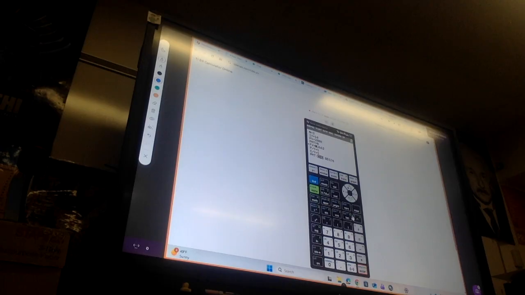So how does this differ from simple interest? Well, if I did my simple interest, so hang on, I'm going to write this down. I got $26.62.